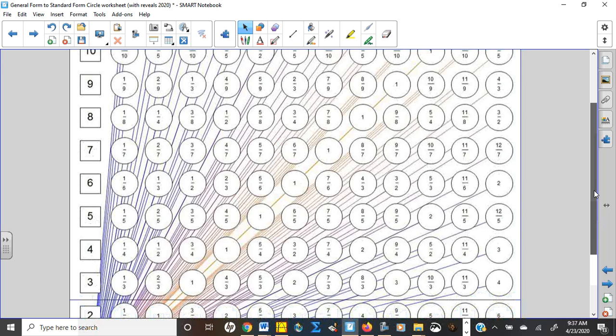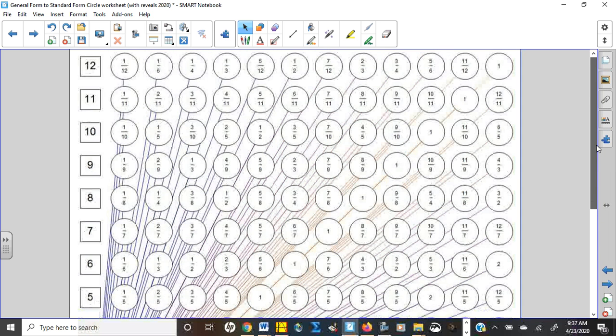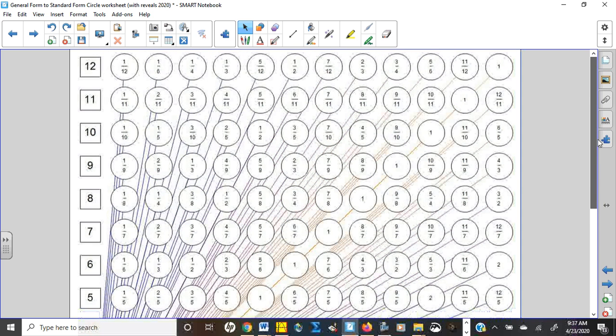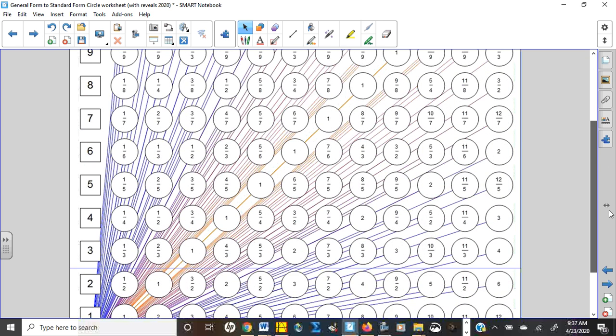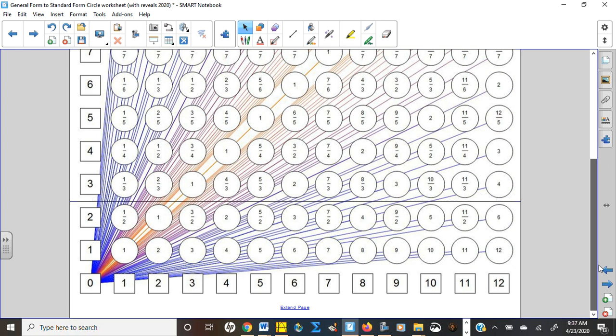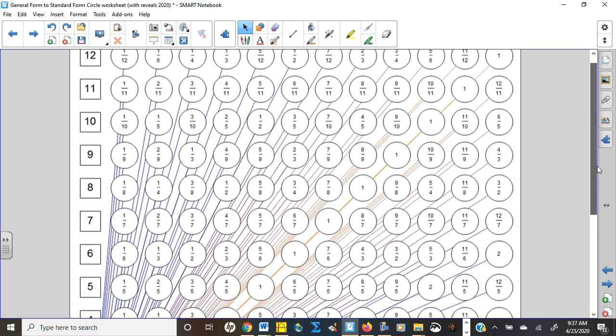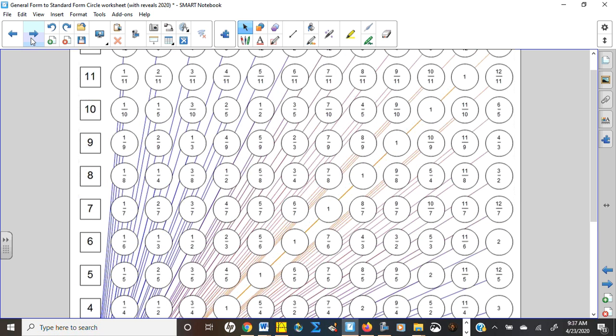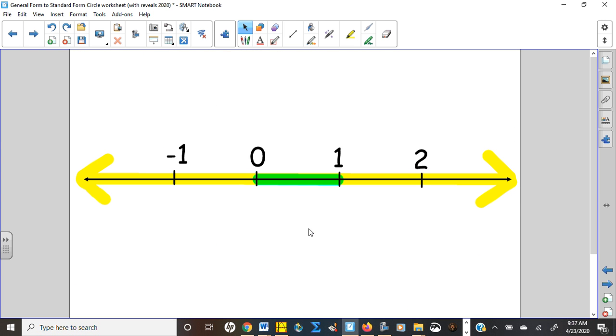Now, here's why this matters, okay? You can create a one-to-one correspondence between the natural numbers and the rational numbers, which means that there's the same number of them. Now, that's weird because there's infinitely many natural numbers, and that means there's infinitely many rational numbers, but it's the same infinity, okay?